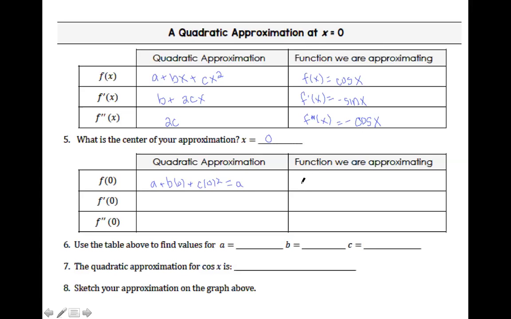In terms of the function we are approximating, f of 0 would be cosine of 0, and the cosine of 0 is 1. All right, for the second one, if I substitute 0 in for x in my first derivative, I'm going to be left with b. In this case, f prime of 0 would be negative sine of 0, which is 0.